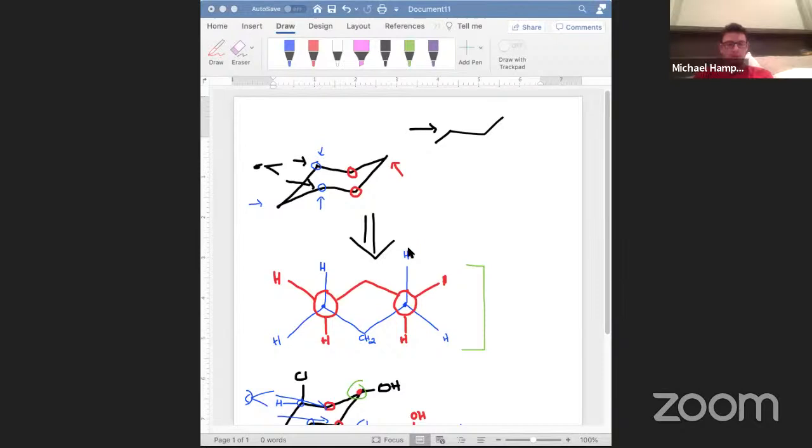So, yeah, eclipse is really, I always think of literally the sun and the moon eclipsing, right? So say the sun is your front carbon and that doesn't make sense. The moon is the front carbon and the sun is the back carbon. They literally come in line with each other.